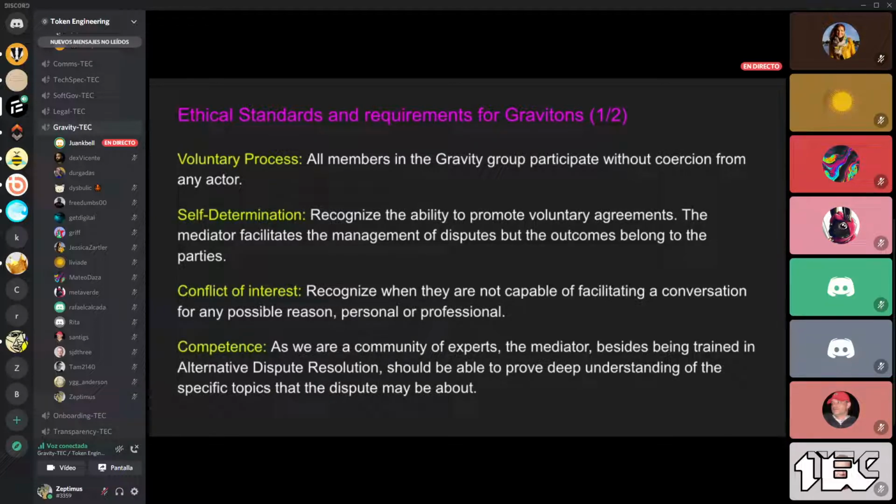So these are very important, and that is why I wanted to finish this part of the training by telling you this: gravitons and mediators have to understand the process of ADR as a voluntary process, both for the gravitons and for the parties involved. The parties can go along with this process as far as they feel comfortable.